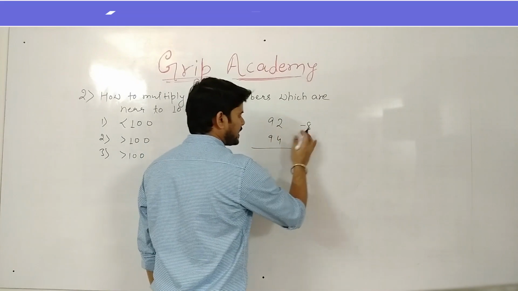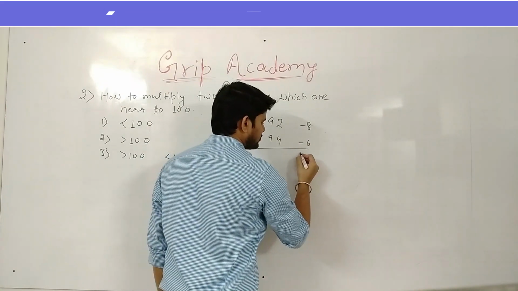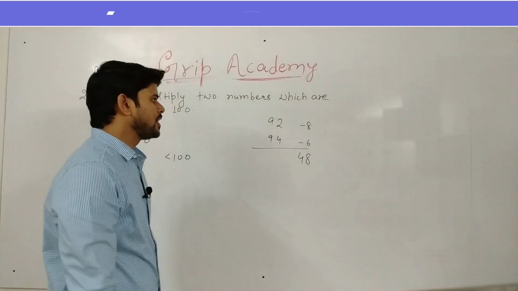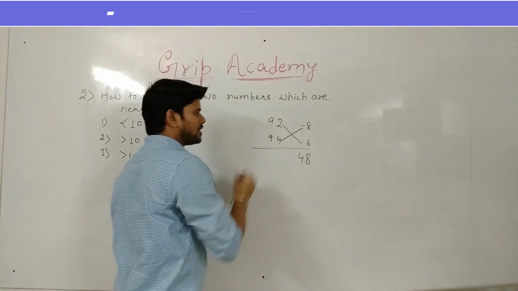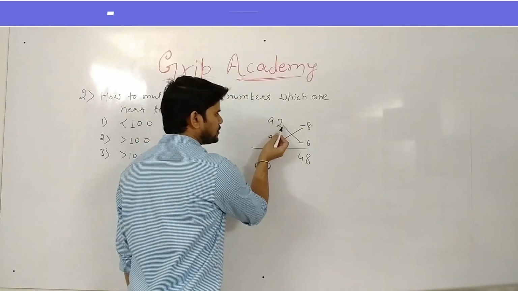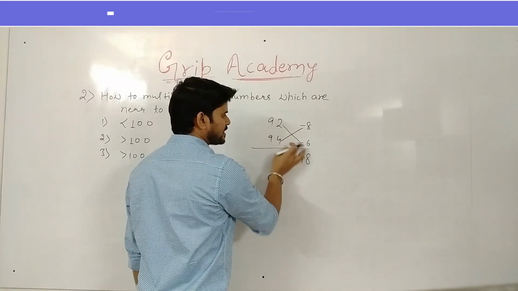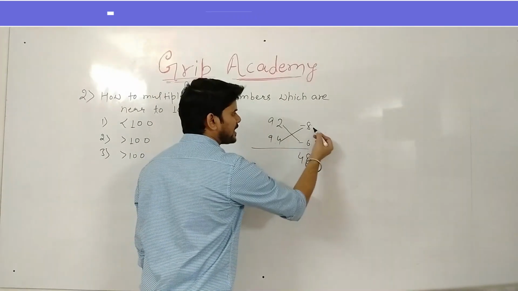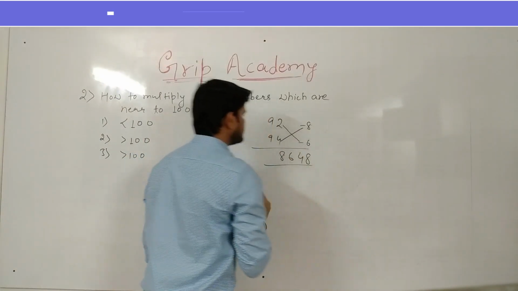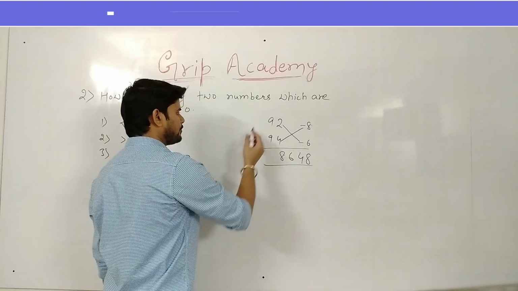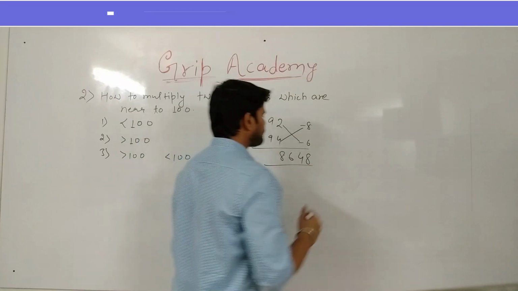Now, after writing this, we will multiply these two numbers. Minus 8 into minus 6 is how much? 48. Now we have to add them diagonally, and whatever result comes, we write it here. Either you add these two or you add these two. 92 minus 6 is 86, or 94 minus 8, that is also 86. So your answer is 8648. 92 into 94 is 8648.